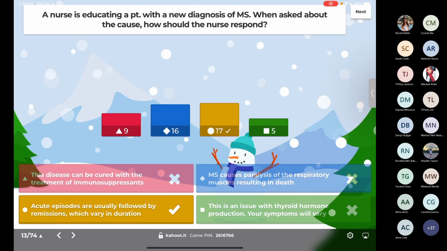Good job, guys. So usually with MS, there's multiple different kinds. There's your relapsing remitting, etc. But just remember, with multiple sclerosis, we really need to prevent these exacerbations because not only are they pretty limiting and debilitating to the patient, but remember, they can never go back to baseline.